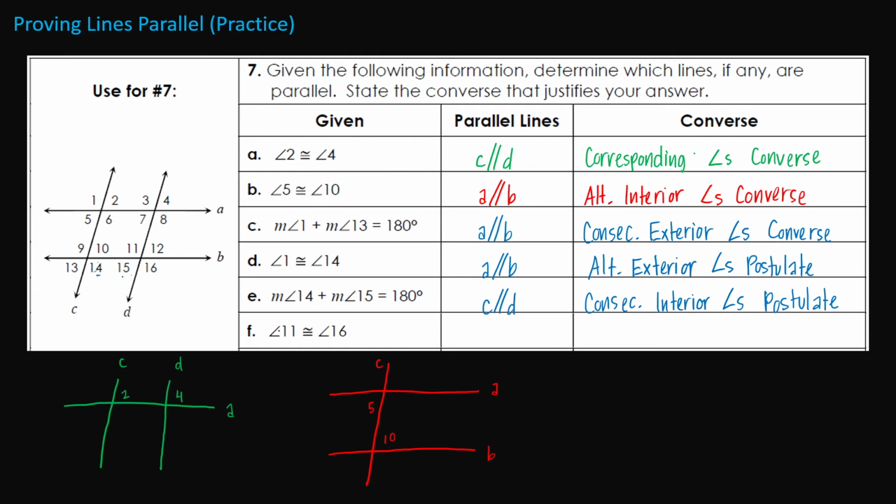And we're given that angle 11 is congruent to angle 16. Angles 11 and 16. I can see right off the bat that these are vertical angles, and we know that we can't prove any lines are parallel just given a pair of vertical angles. So I'm going to say there's no parallel lines I can prove here. And of course, no converse. 11 and 16 being congruent means nothing about parallel lines.